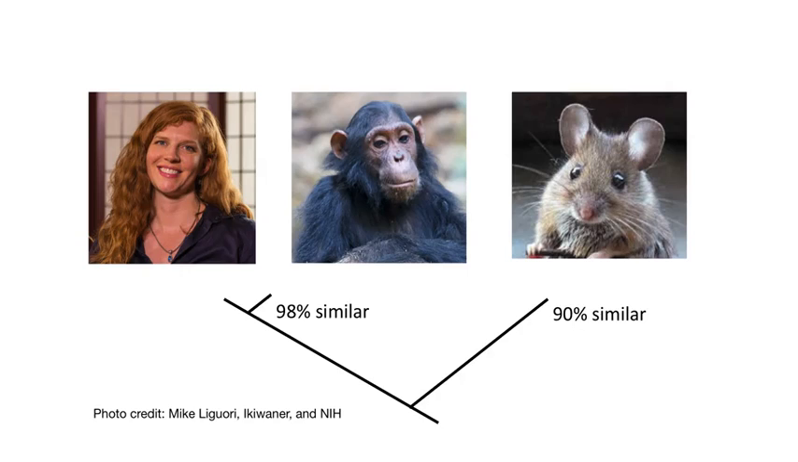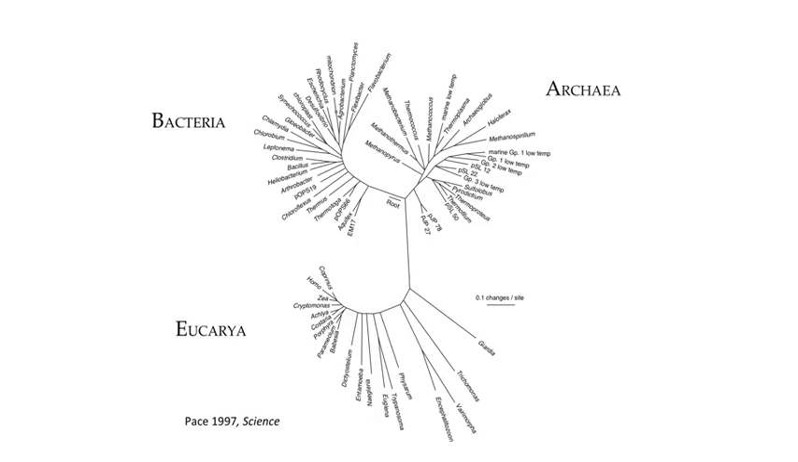Pretty amazing when you consider that you share 98% of your genome with chimpanzees and about 90% with mice. This can make classifying microbes challenging. On the one hand, we can look at their taxonomy. This is what we call them based on where they appear on the tree of life or their evolutionary history.